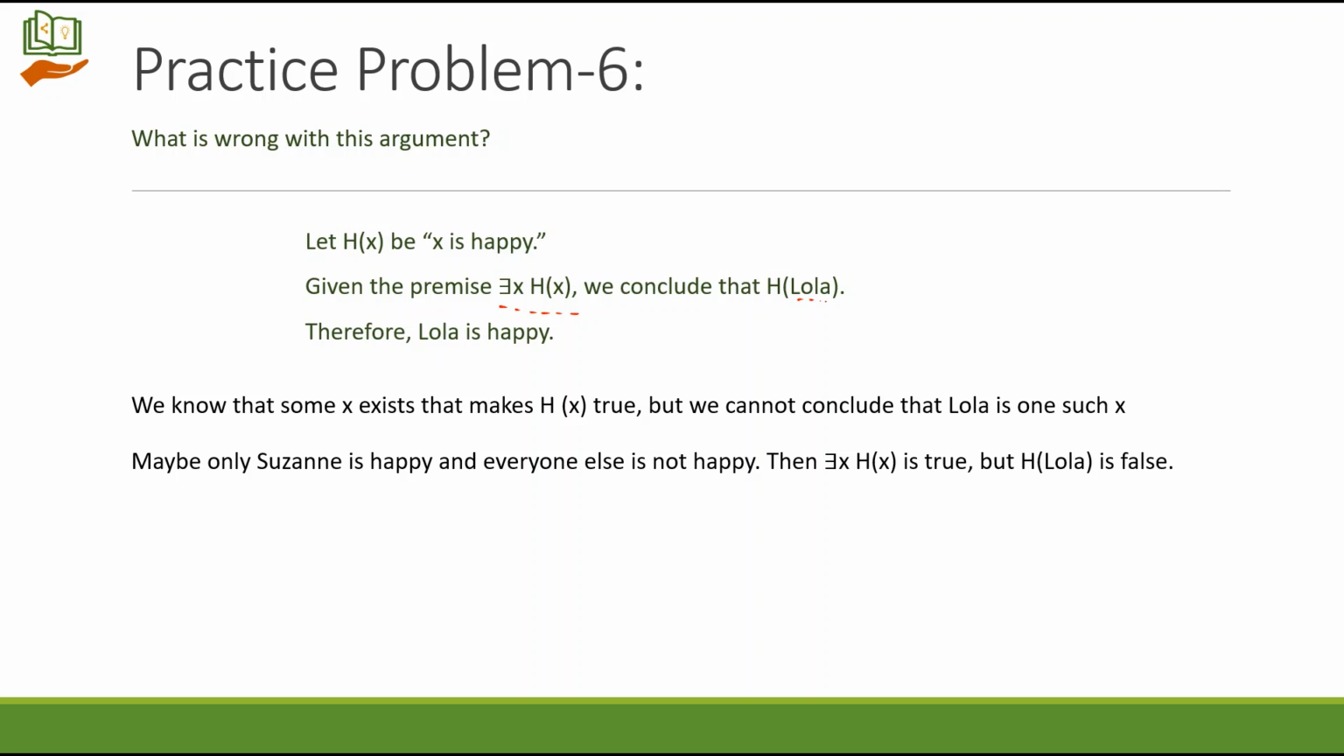In that case, if this particular expression is going to be true for Susan, then we have to say h of Lola will be false. Then there exists an x, h of x is true, but h of Lola is false. There can be any value for that x. But without any other statement, we cannot conclude that this particular x will be the person Lola as mentioned in the conclusion there.